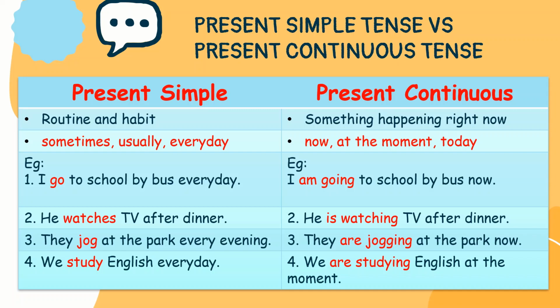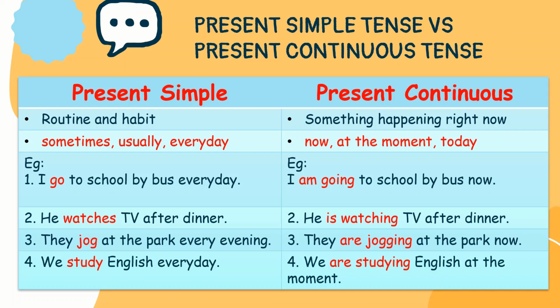Number 3, they jog at the park every evening. So jog here, we do not add anything to the verb because it is in the second group. We, they, you, Ali and Abu, we do not add anything to the verb. Number 4, we study English every day.